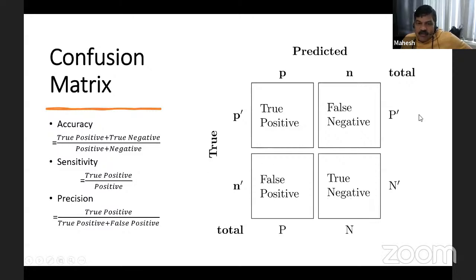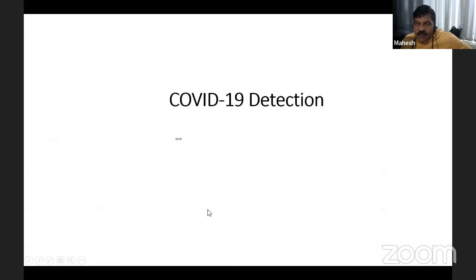Okay. So based on this, there are some performance measures like accuracy, sensitivity, precision. So these equations are there. Okay. So now we will discuss one application of this. With this background, we have discussed deep learning, we have discussed the medical image processing area. Now we will discuss how this can be used for COVID-19 detection.